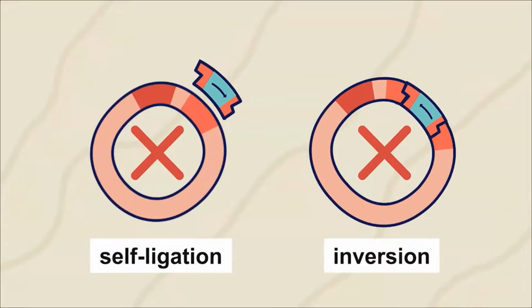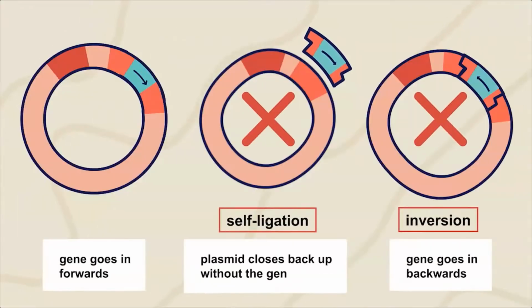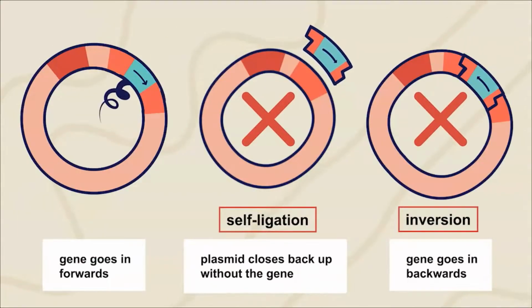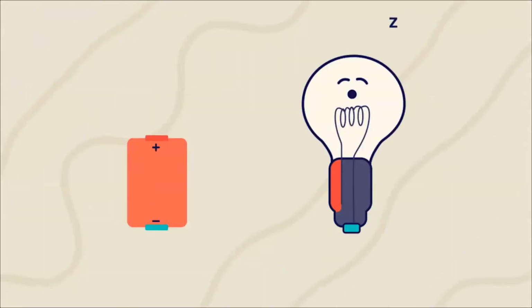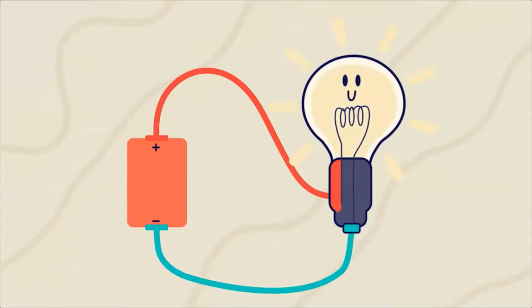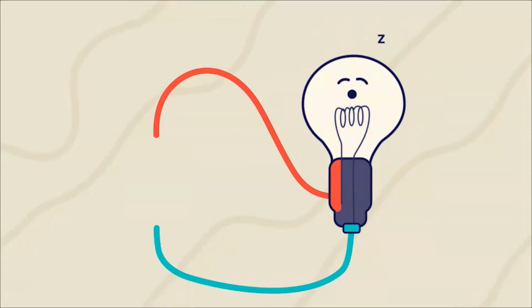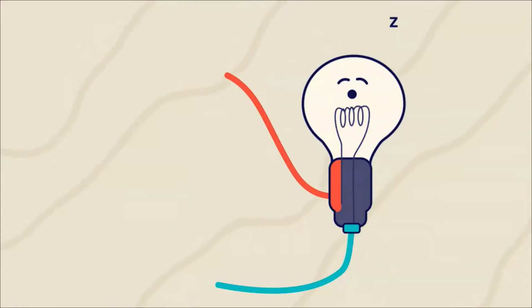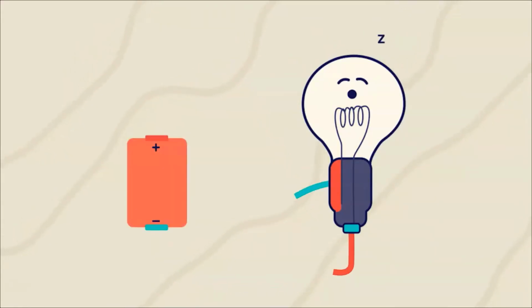If the plasmid undergoes self-ligation or an inversion, the gene of interest will not be expressed in the cell, and the protein it codes for will not be produced. Think of it like a circuit. If you connect a light bulb to a battery in the correct orientation, it lights up. But if you are missing a piece, like the battery, or the wires are connected incorrectly, it won't.